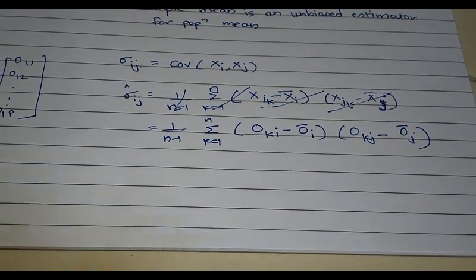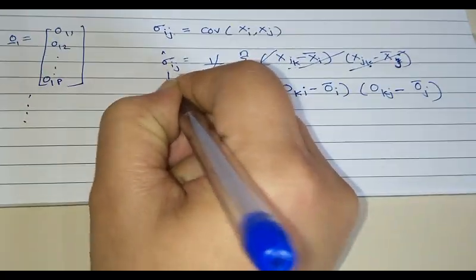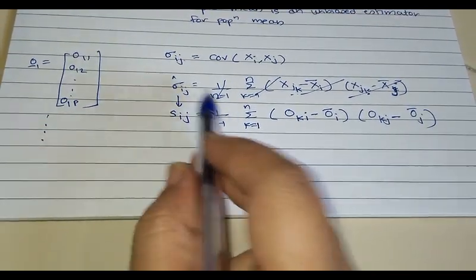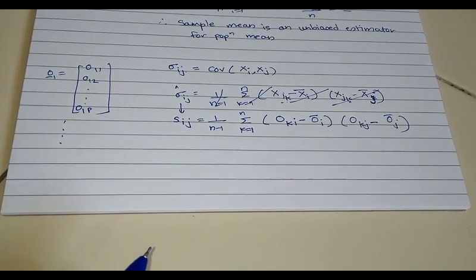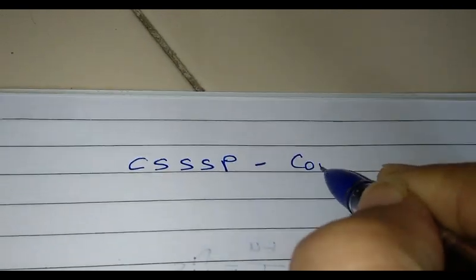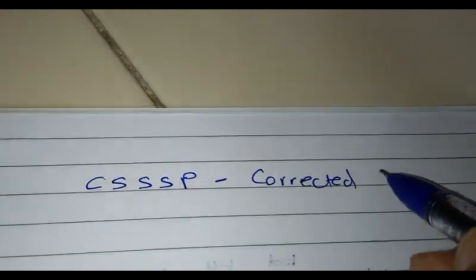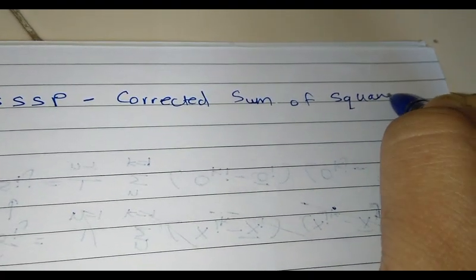Now, what do I know? I know that this sigma i hat j hat is actually unbiased for sigma ij. So we generally denote this by Sij. So we know that this Sij is unbiased for this. So can we have something similar in the vector setup or in the multivariate setup? So for that, let us first define a matrix called as CSSP matrix. What is meant by this? This is corrected sum of squares and sum of products.